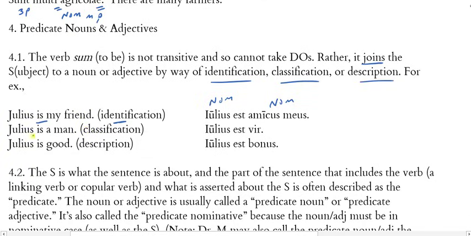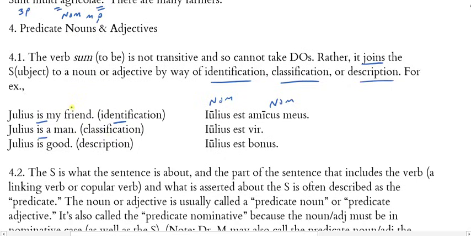Now, my second type of sentence, Julius is a man. Here, a man is a generic category. It's a generic class. And what I'm asserting about Julius is that he belongs to a class of people called man. So that's why I would call this an assertion about classification. So Julius est vir. Julius is a man, so he fits into the category of man.